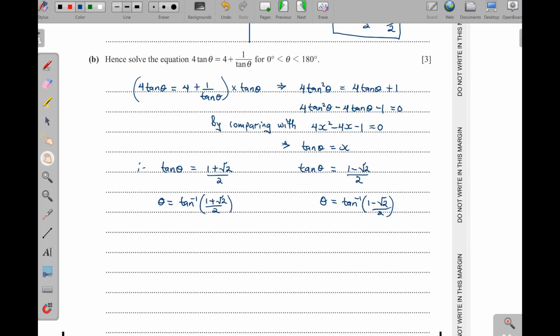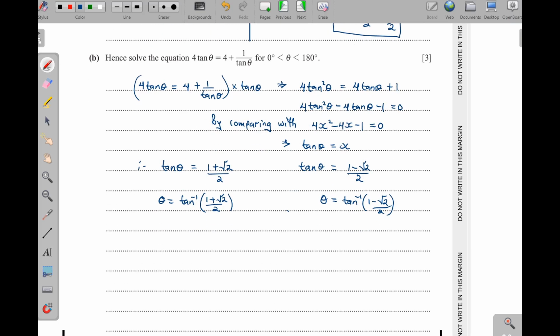And they have given us the domain. Here we are dealing with the first and second quadrant. So ASTC, tan is positive in the first quadrant, so the whole of this is positive. And this one is negative, so for this one we shall get the angle in the first quadrant because all are positive, and for this one we shall get the angle in the second quadrant because that is where tan is negative. Clear?